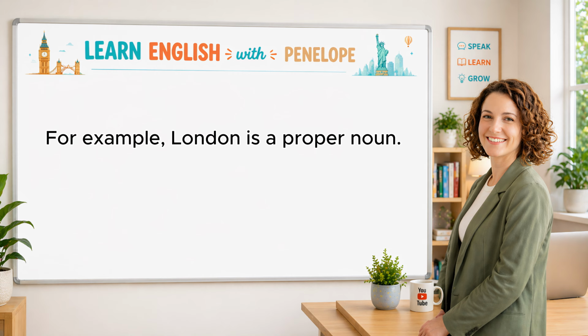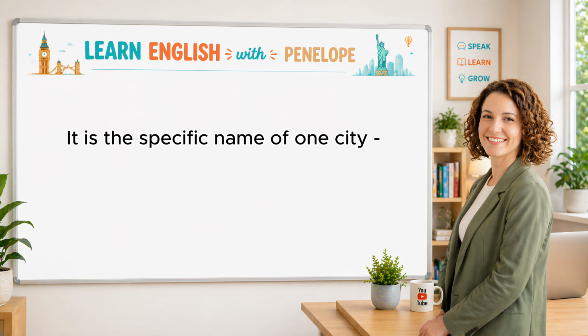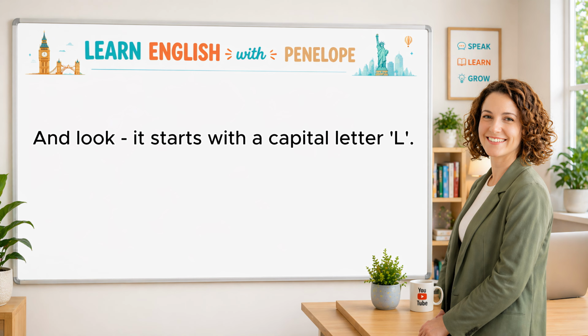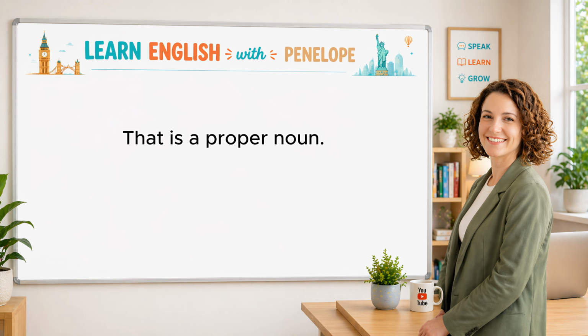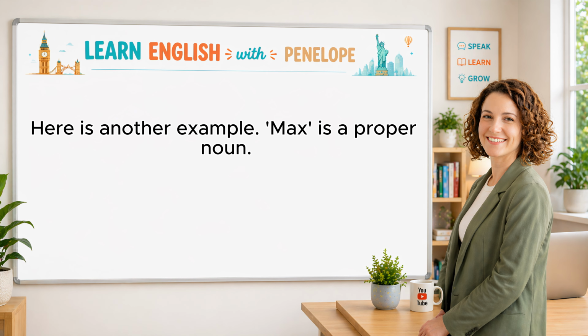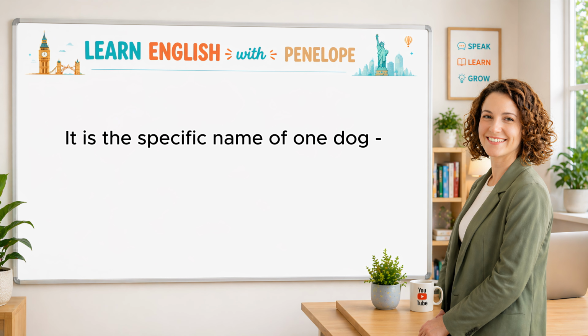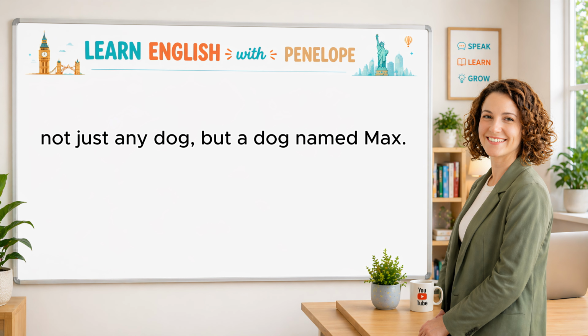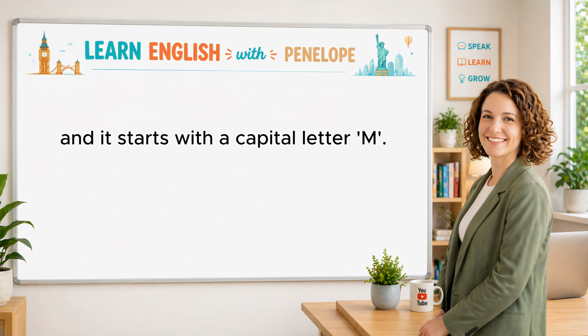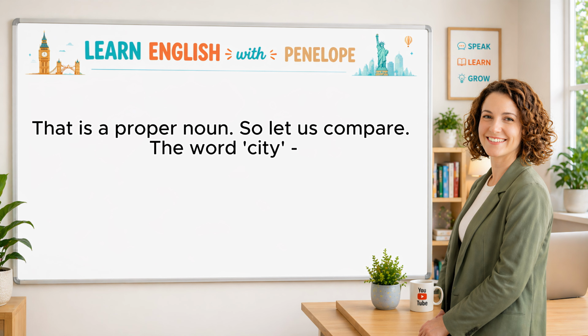For example, London is a proper noun. It is the specific name of one city, not just any city, but London. And look, it starts with a capital letter L. That is a proper noun. Here is another example. Max is a proper noun. It is the specific name of one dog. Not just any dog, but a dog named Max. And it starts with a capital letter M. That is a proper noun.